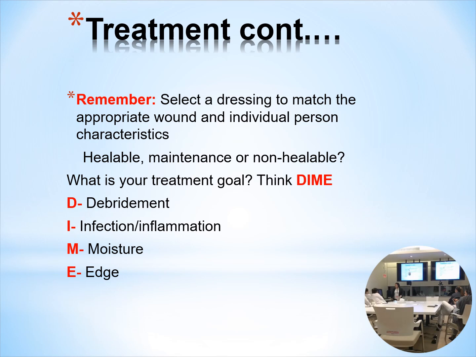Remember, select the dressing to match the appropriate wound and individual person characteristics: healable, maintenance, or non-healable. So you have to remember this acronym in order to choose the kind of dressing. DIME: D for debridement, I for infection or inflammation, M for moisture, and then E for the edge. So the type of moisture, that is dry or wet, and then the edge.